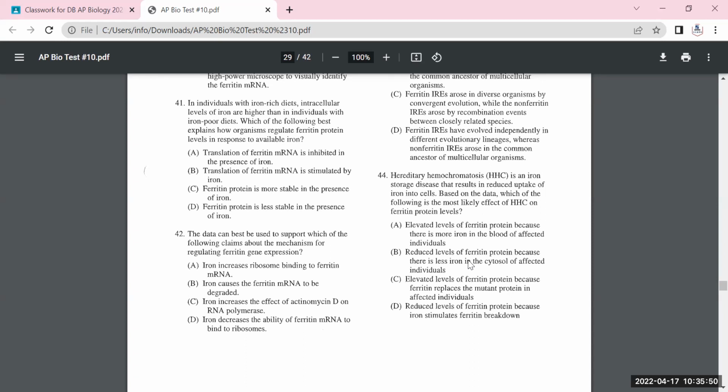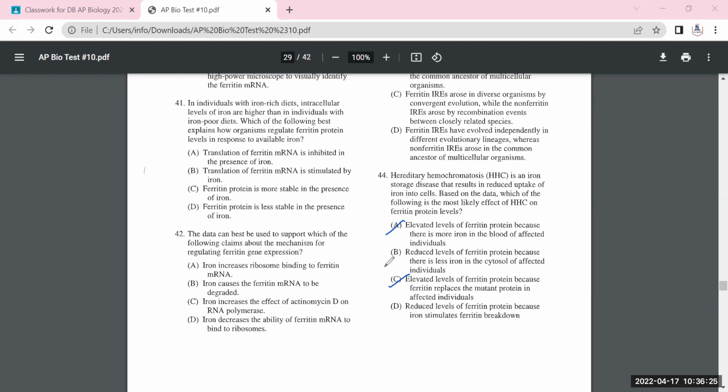Or what is that most likely going to do? It's going to affect your ferritin production, right? High levels of iron, high ferritin production, right? But if I decrease my levels of iron, that will in turn decrease my levels of ferritin. Right. Okay. So which answer looks the best? Elevated levels of ferritin protein, we know that is not true, right? If we reduce iron, we will also be reducing ferritin, right?